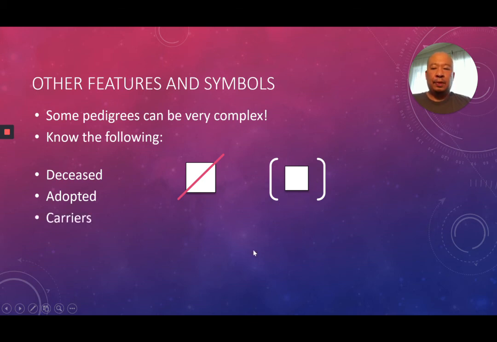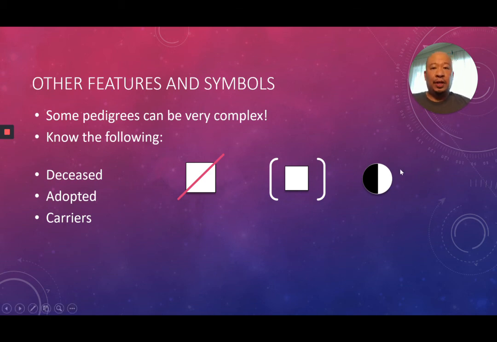The carriers. We've talked about carriers before. They are people that carry one of the recessive genes and one of the normal dominant genes. Carriers are never affected by the disorder, and they're normally heterozygous. But here, we give them a unique symbol. They're half shaded. Now it makes sense because when you half shade it, it just means that it has two different alleles.